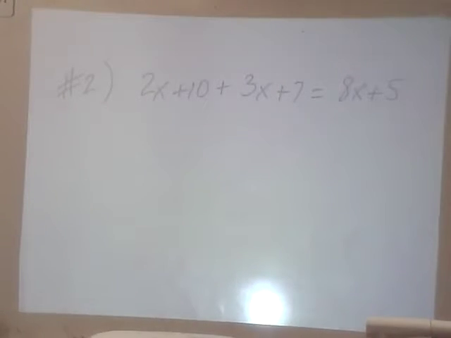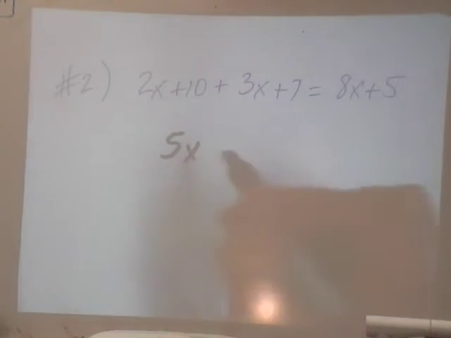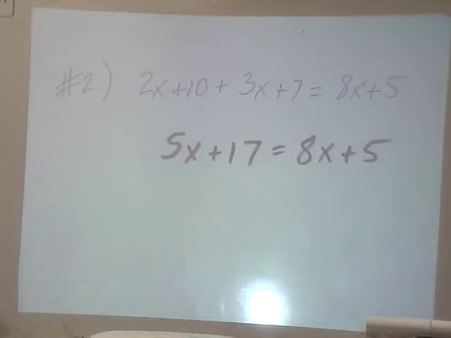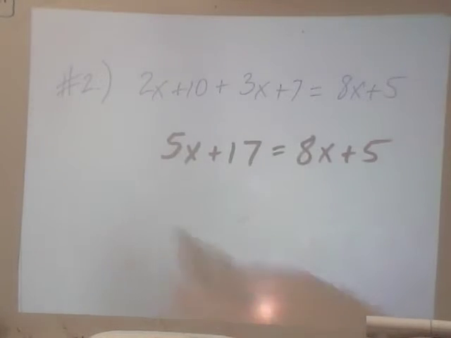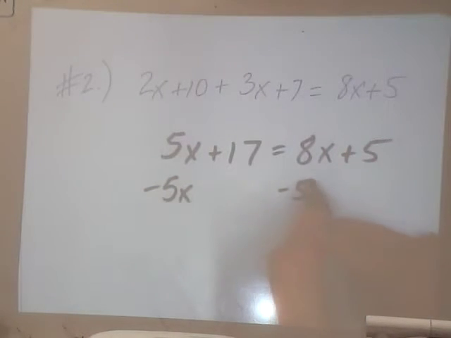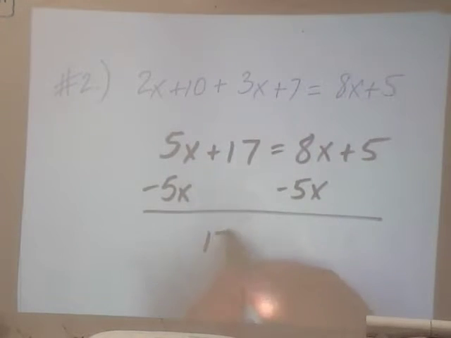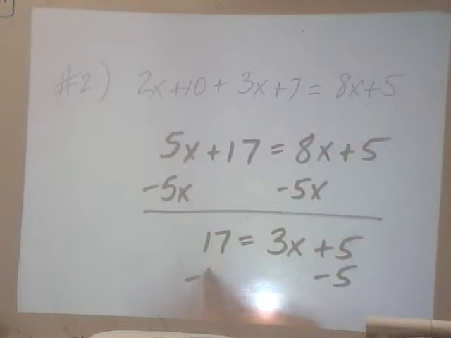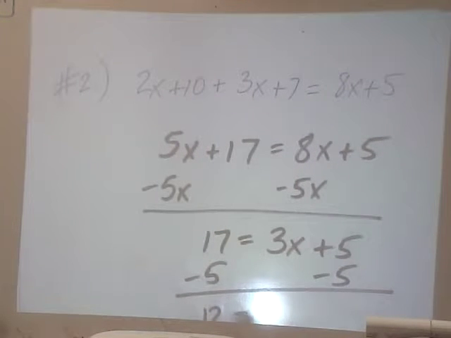Alright, so what can I do on the left-hand side? Combine like terms, so that'll give me 5x plus 17 equals 8x plus 5. Gotta get the x's together. Which one do you want to move? Move the 5x the other side. So that's 17 is equal to 3x plus 5. Now what? Subtract the 5 over. So that gives us 12 is equal to 3x.